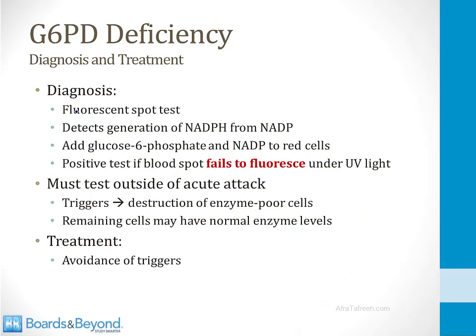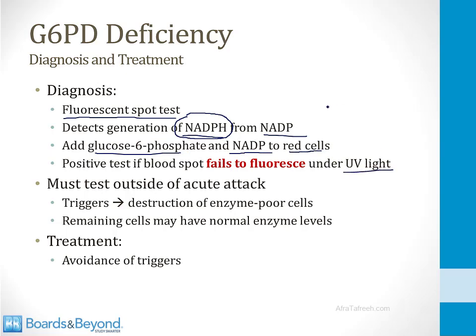If you suspect this condition, the screening test is called a fluorescent spot test. It detects the generation of NADPH from NADP. Patients with this deficiency are unable to generate normal levels of NADPH, and that's what this screening test looks for. To do this test, you add glucose 6-phosphate and NADP to the patient's red cells. You then see if the cells fluoresce under UV light.